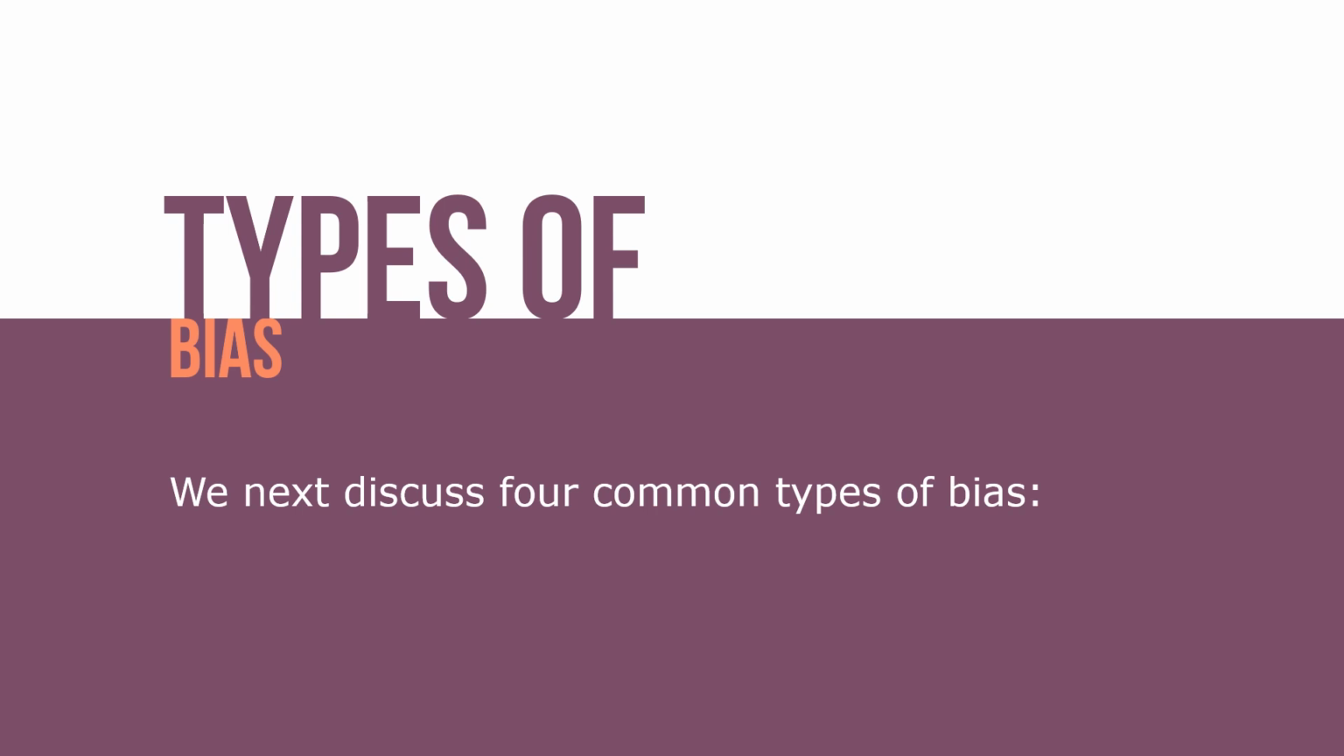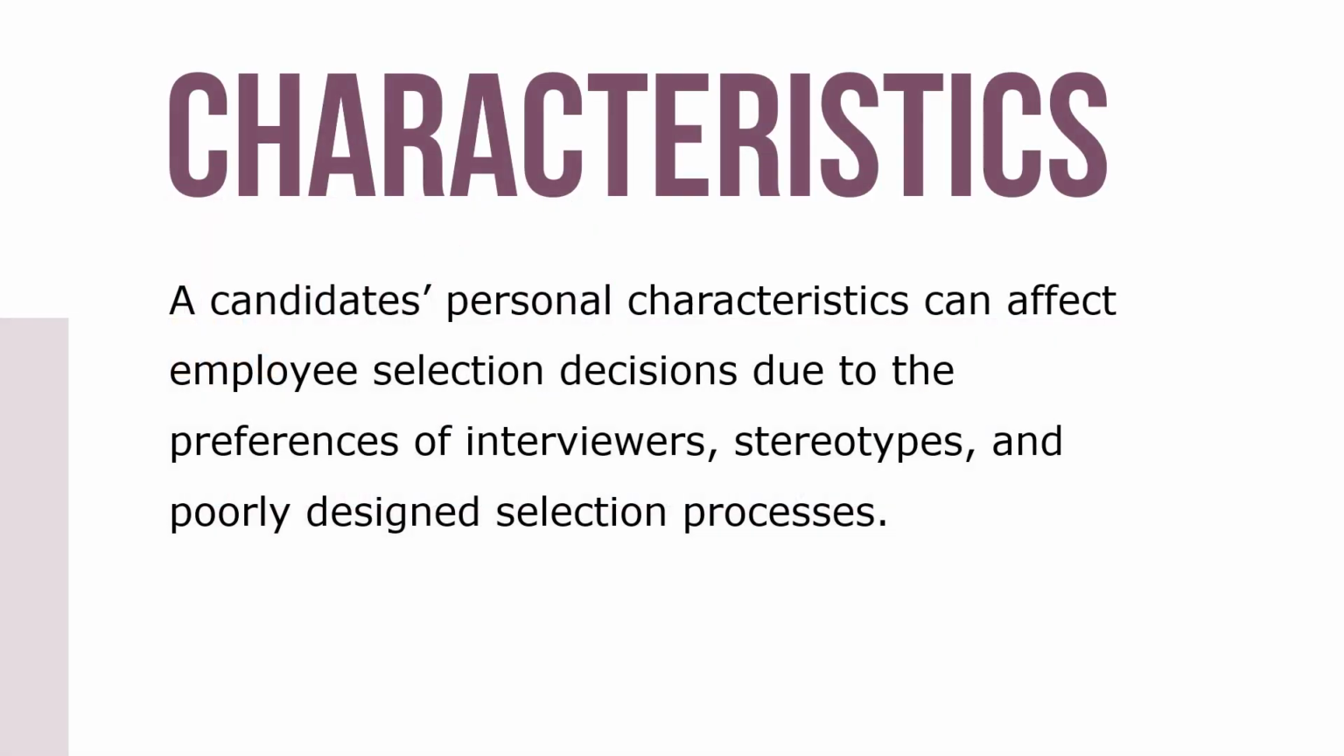We discuss next four common types of bias, including the influence of personal characteristics, the contrast effect, the halo or devil's horn effect, and impression management. A candidate's personal characteristics, such as attractiveness, age, and gender, are examples of personal characteristics that can affect employee selection decisions due to the preferences of interviewers, stereotypes, and poorly designed selection procedures.